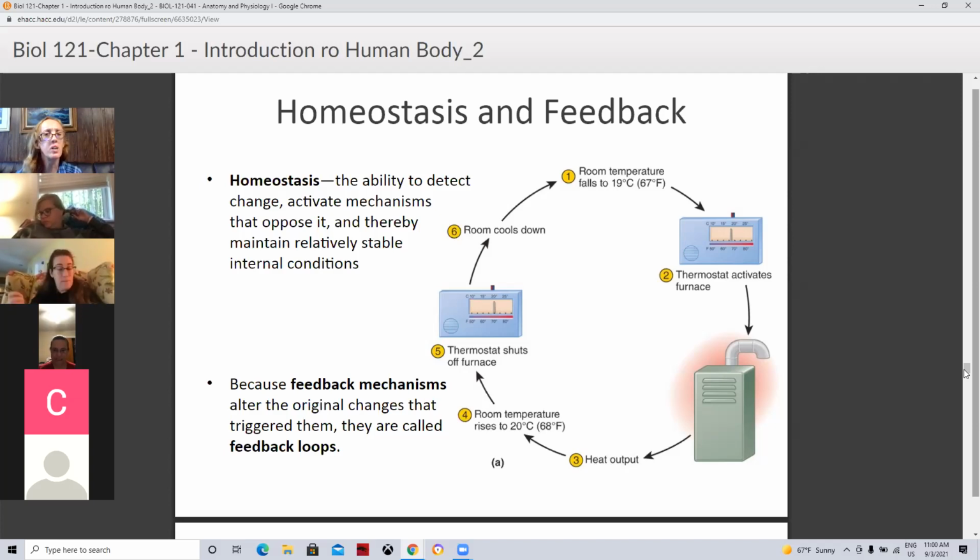Homeostasis is the ability to detect change, activate mechanisms that oppose it, and therefore maintain relatively stable internal conditions within limited boundaries, tight boundaries. Feedback mechanisms can alter the original changes that triggered the change in homeostasis. And these are called feedback loops.